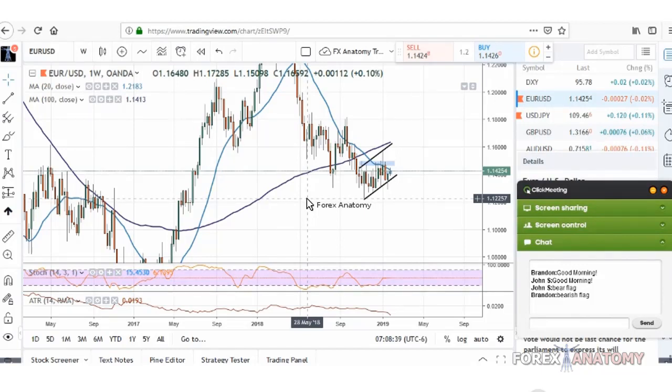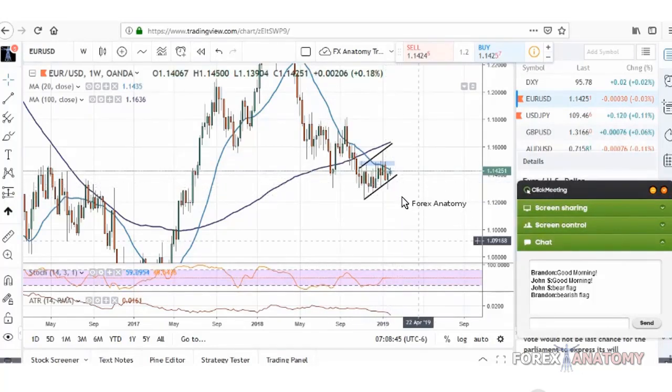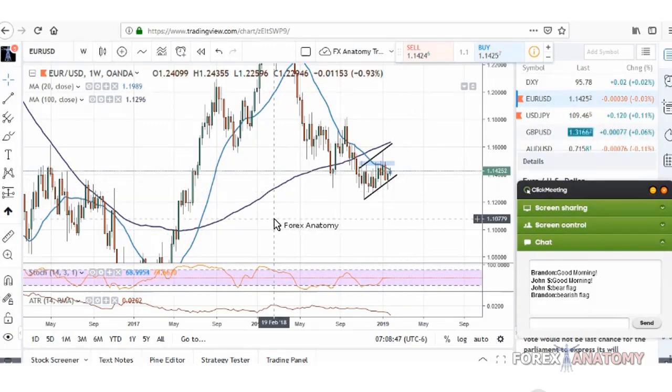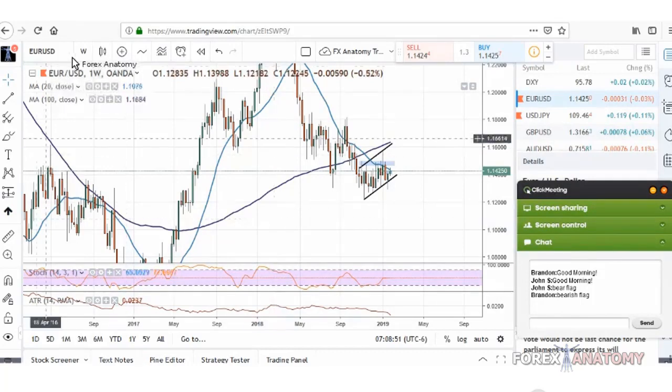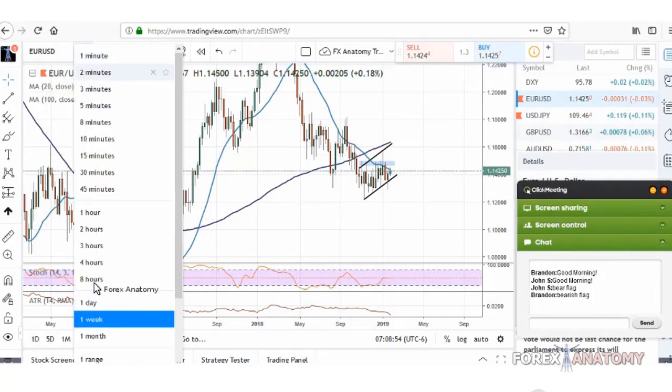We just need certain conditions met, like a break of these lows right here or a break of this channel support in order to confirm that move or slide lower. But with that said, what we can do right now is go back to the daily chart again. So let me take you back to the daily chart.